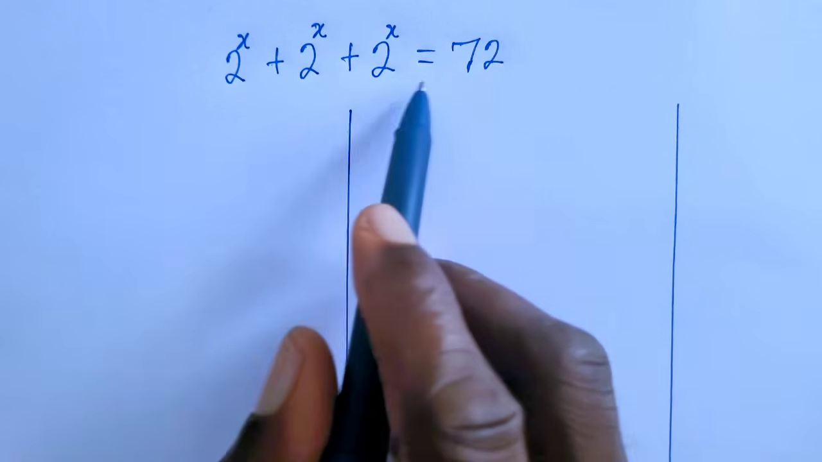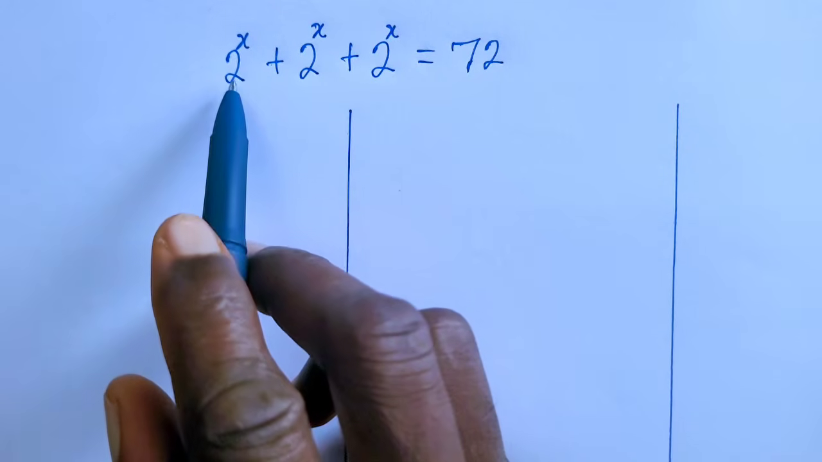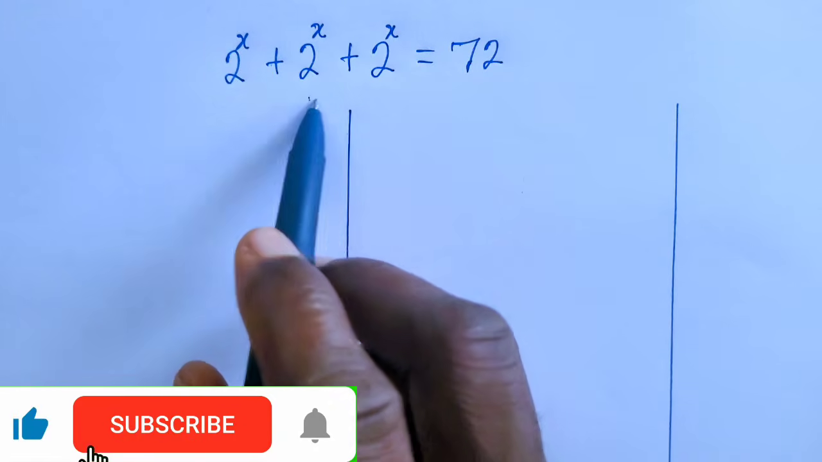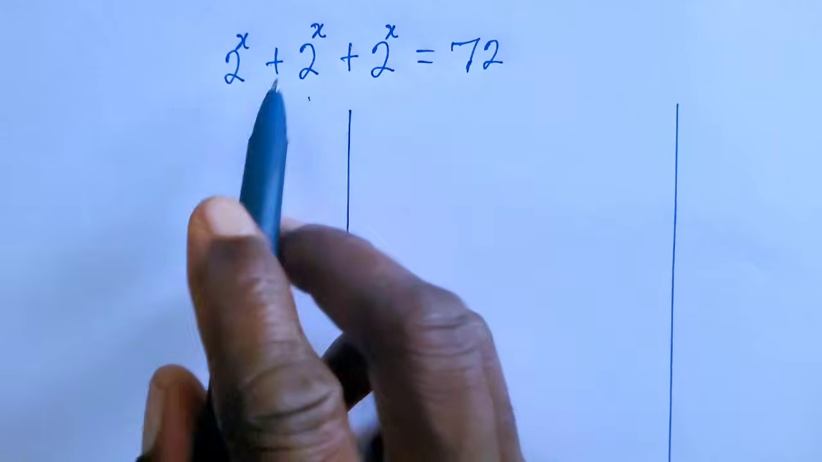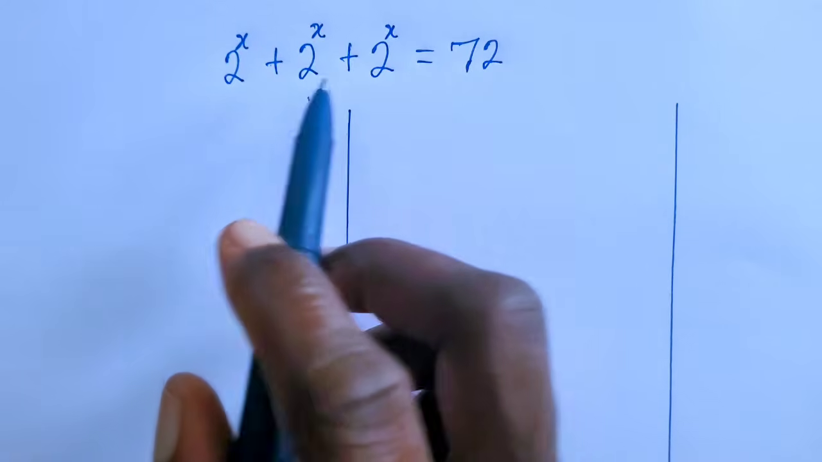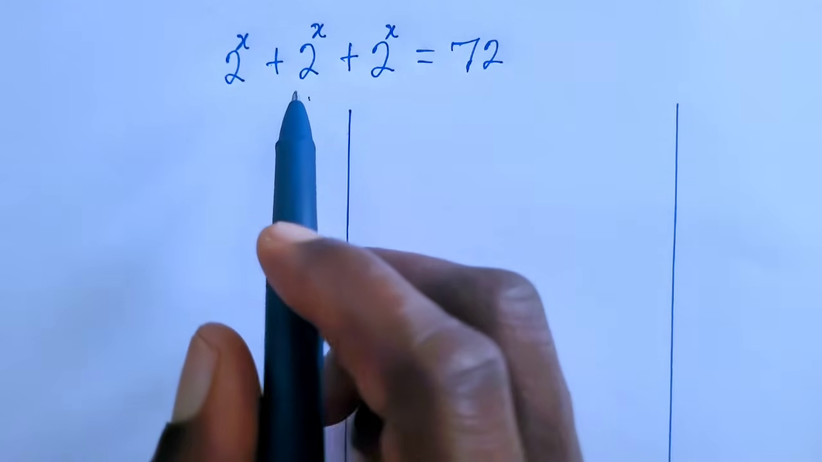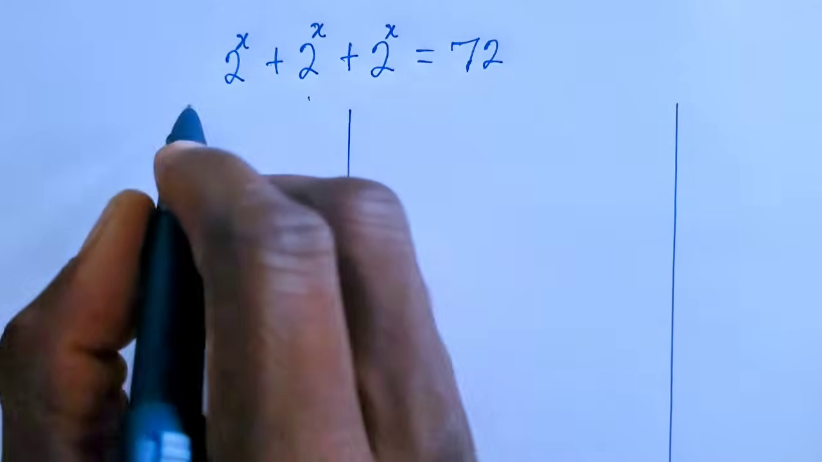In this video, I'm going to teach you how to solve this interesting Maths Olympiad exponential equation right here before us. We have 2 to the power of x plus 2 to the power of x plus 2 to the power of x equals 72. Here we are to find the value of x that will satisfy this equation. Let's have a solution.